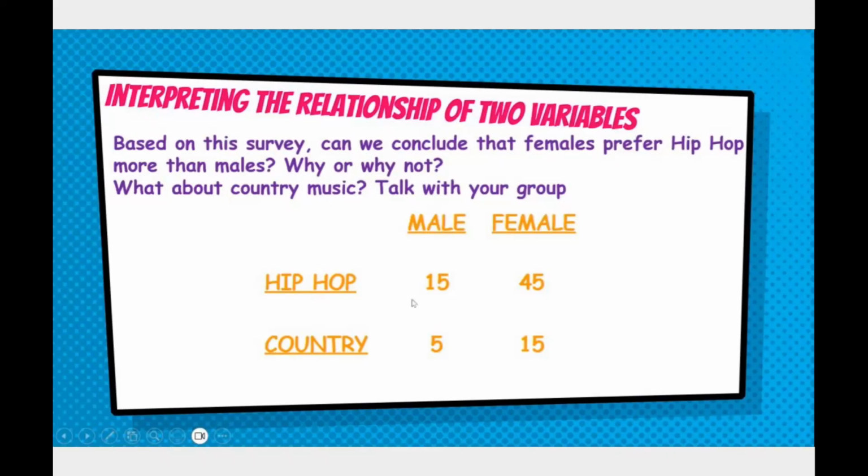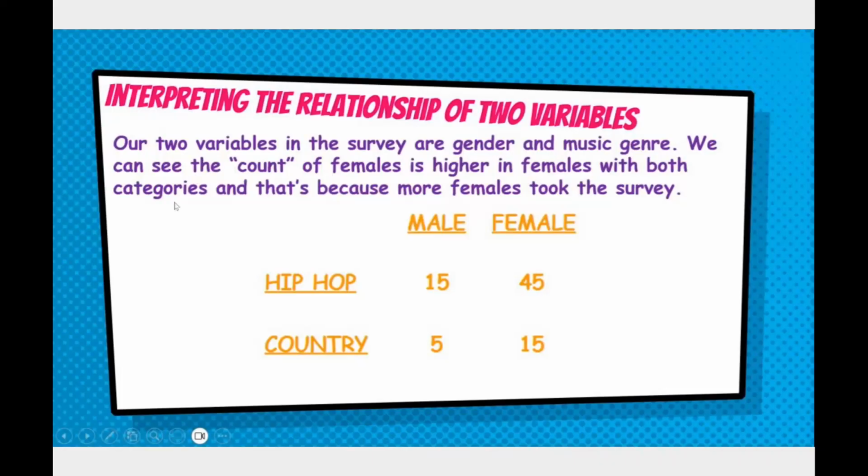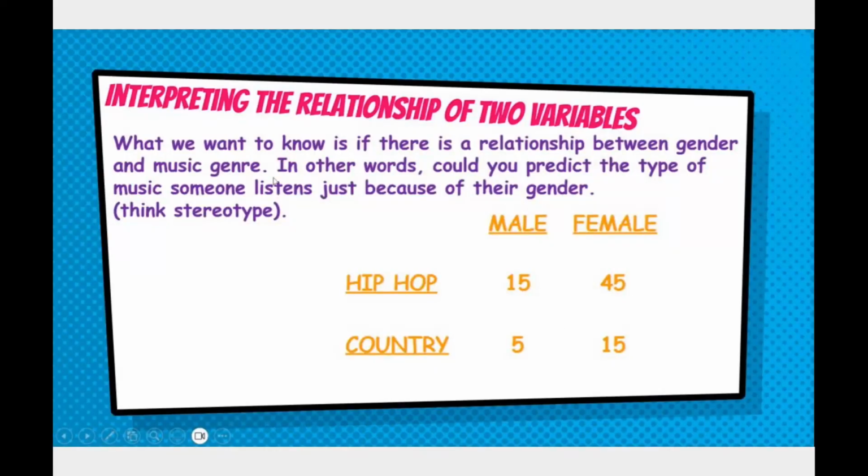Well, if we look at our table, it looks like females prefer hip hop more than males and country music more than males. But look at how many females were part of this, right? We had 60 females compared to 20 males that were part of this group. So our two variables in the survey are gender and music genre, and we can see the count of females is higher in both categories, and that's because more females took the survey. So we want to know if there's a relationship between gender and music genre. In other words, can you predict the type of music someone listens to just because of their gender?